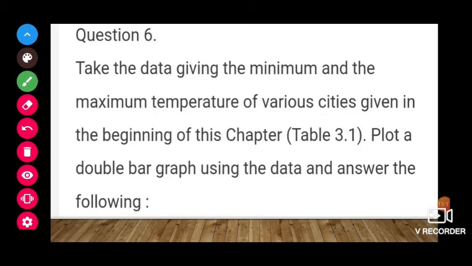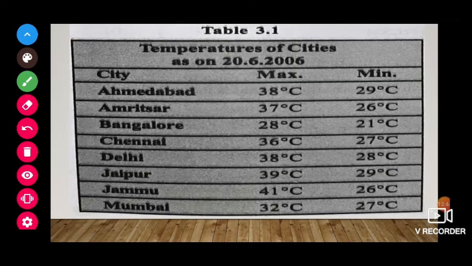Question number 6. Take the data given for the minimum and maximum temperatures of various cities given in the beginning of the chapter, Table 3.1. Plot a double bar graph using the data and answer the following. Here, children, they are not giving the data. That data we have to take from the textbook, which is there at the starting of our chapter. For each city we have maximum temperature and minimum temperature, children.